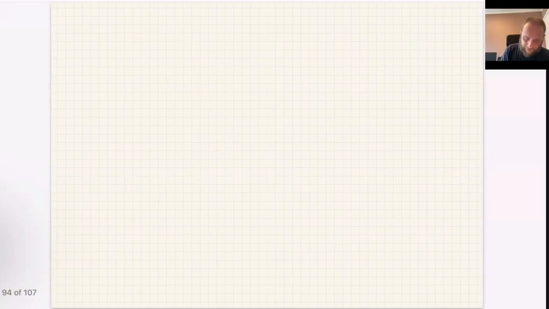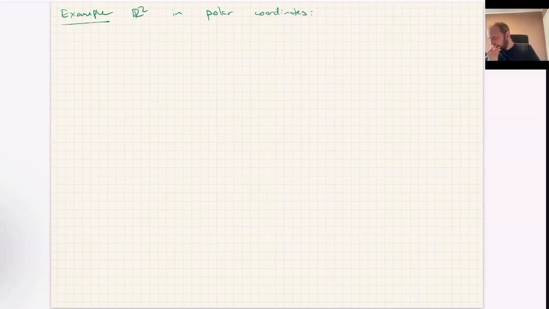So just to take an example of that you're familiar with, let me take R² in polar coordinates. From Cartesian coordinates, you know that the natural volume form should be dx wedge dy, right? That's just because they are orthogonal and they are affine coordinates. So that's the volume form everywhere for Cartesian coordinates.